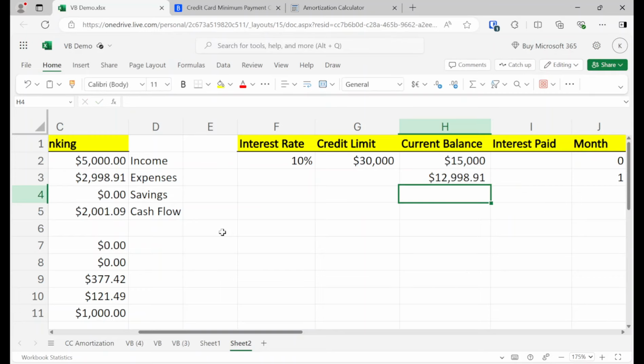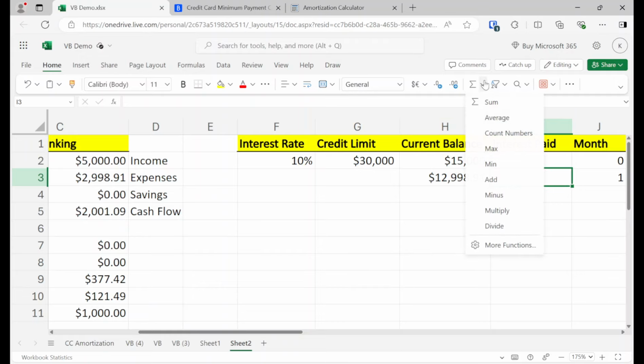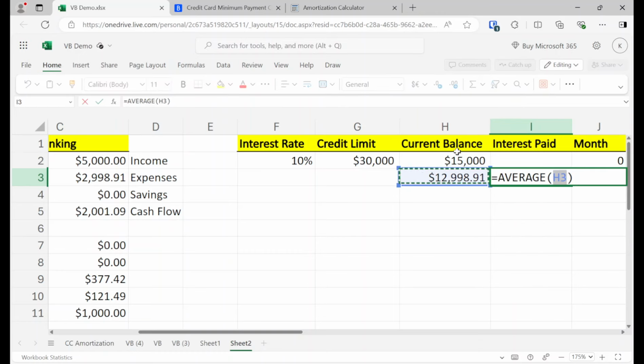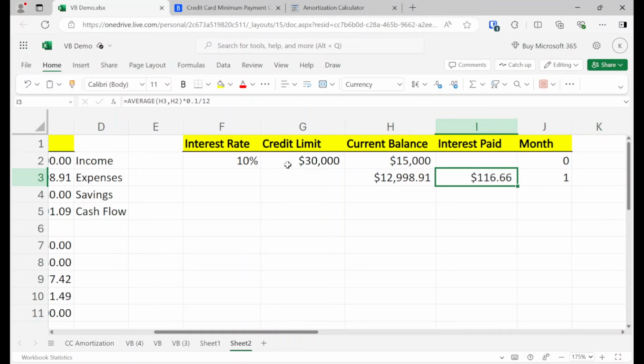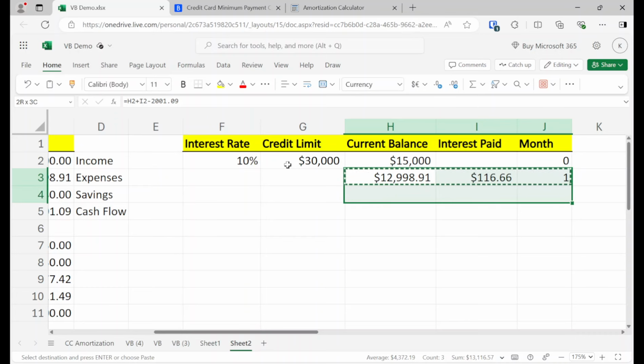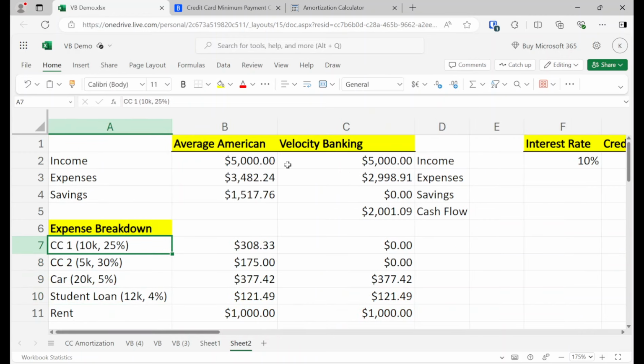2001.09, okay? All right, so now we need the interest, and the interest is calculated by the average daily balance. So use this average formula right here. Multiply it by the interest rate, so whatever this is, 0.1, and then make sure you divide by 12, okay? So interest 116.66. So once you have these three formulas, all you gotta do is copy and paste these and see when it becomes red. And you can see after 8 months, they're red. That means all the loans are paid off and we don't have to worry about the credit cards.